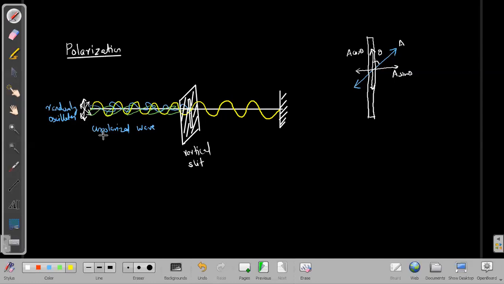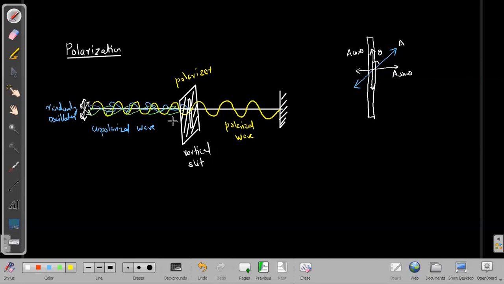Earlier, in the case of an unpolarized wave, the direction of oscillation is completely random, and here it has some order. It is oscillating along one particular direction. So this is an example of a polarized wave. Now the device which converted the unpolarized wave into a polarized wave is technically called a polarizer.